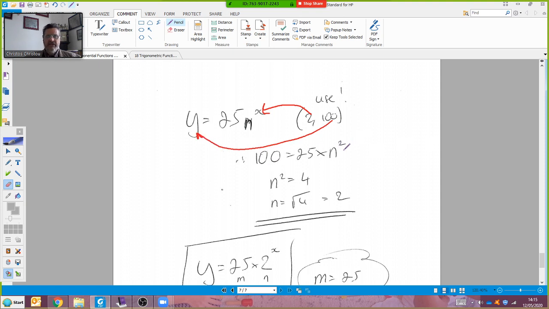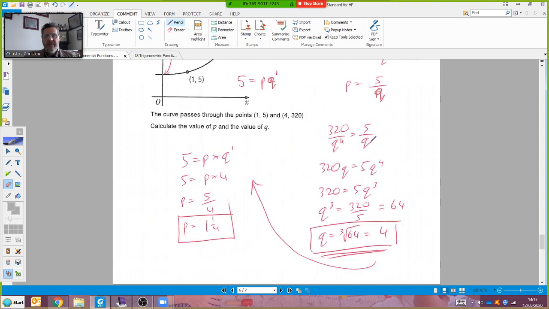100 equals 25 times n squared. n squared is 4, because I'm just dividing by 25. And this graphic tablet can't do the square root sign, so square root it, n equals 2. Finished. Done. Watch the video. Meditate on it.